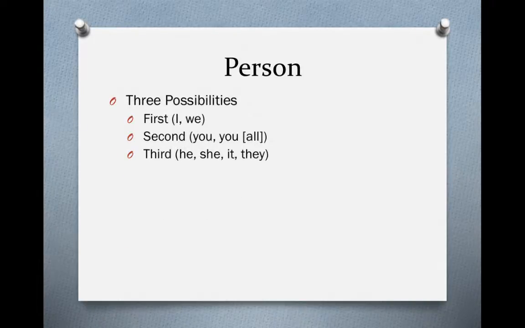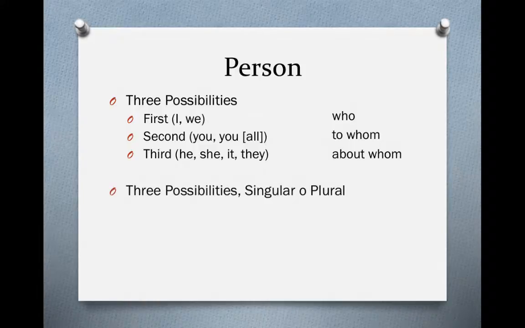When we talk about person, we're talking about whether it's first, second, or third person. So there's 3 possibilities. If it's first person, it would be I or we. Second person would be you, or it could be you all, it could be plural. And then third, he, she, or it, or again if it's plural, it would be they. If it's first person, it's who is speaking or who is writing. If it's second person, it's to whom. And if it's third person, it's someone that we're talking about in the context.